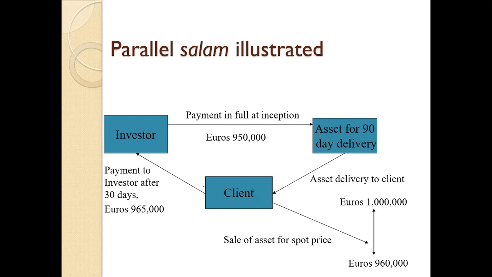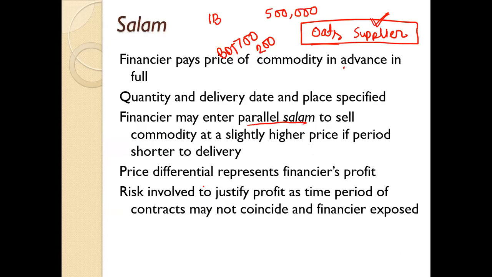It will be clearer if I use two clients here. So let me write here. So here is the Islamic bank. And here is another third party who will be, say, an oats wholesaler, for example. And here is the oats supplier. And the Islamic bank has made this advance payment to the oats supplier.